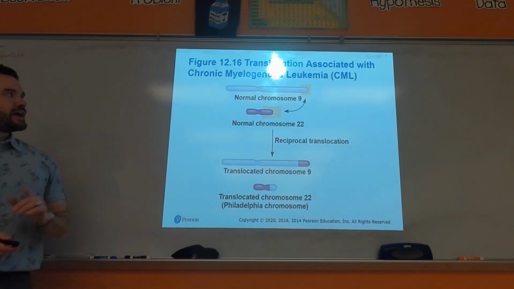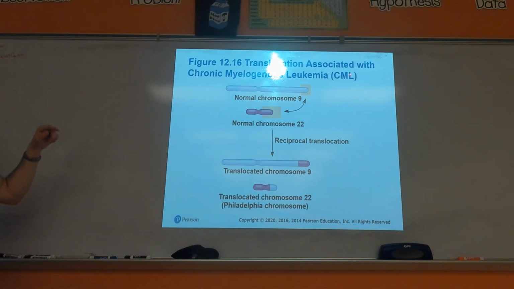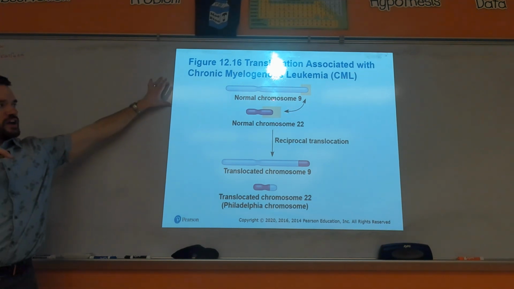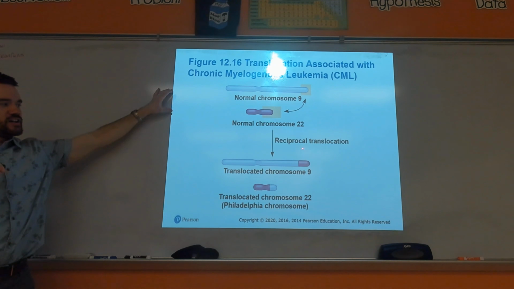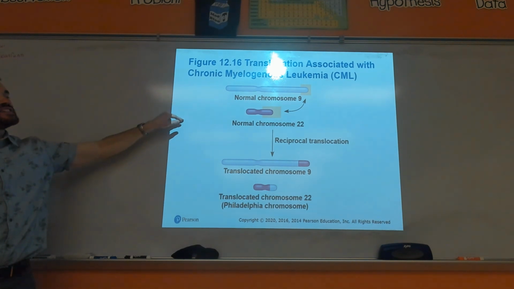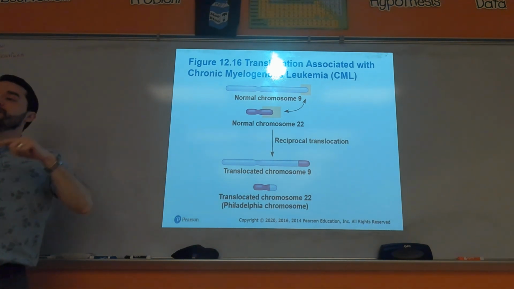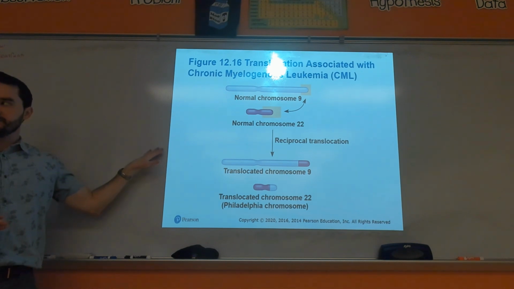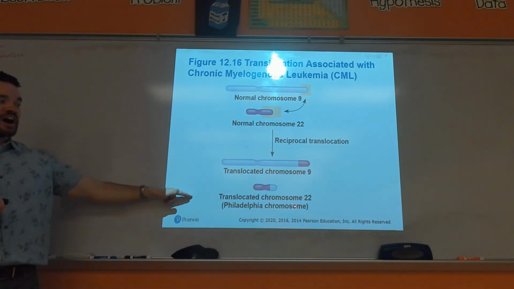Here's the example of CML, comparing chromosome 9 and 22. What happens is they end up doing a translocation where they swap portions. This would be an example of a non-homologous chromosome translocation, because these are chromosomes 9 and 22. They're not the same chromosome.